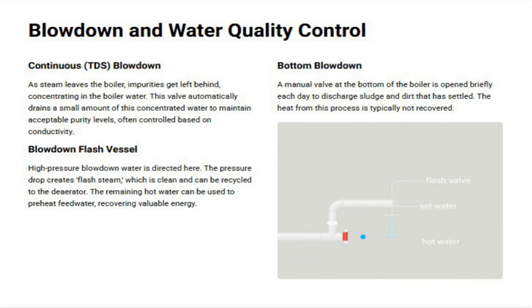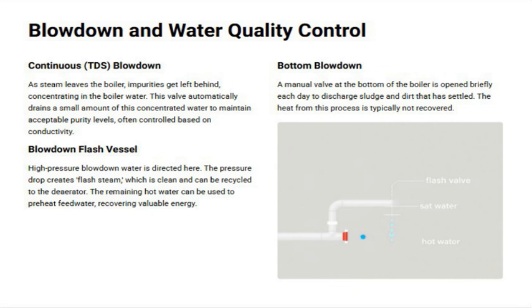Next, we have the blowdown flash vessel. High-pressure blowdown water is directed here, and as the pressure drops, it creates what's called flash steam. This steam is clean and can be recycled back to the deaerator, which improves overall efficiency. The remaining hot water from this process can also be used to preheat the feedwater, helping us recover valuable energy and reduce fuel consumption.